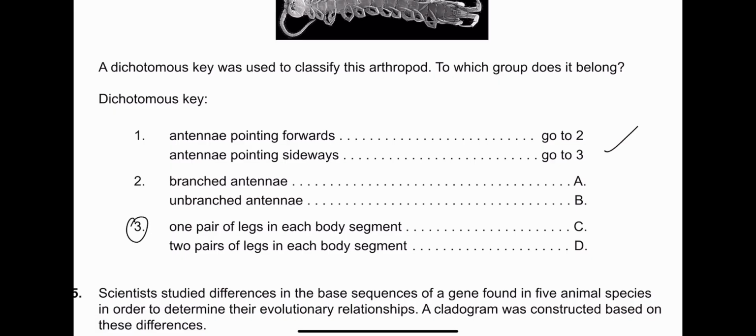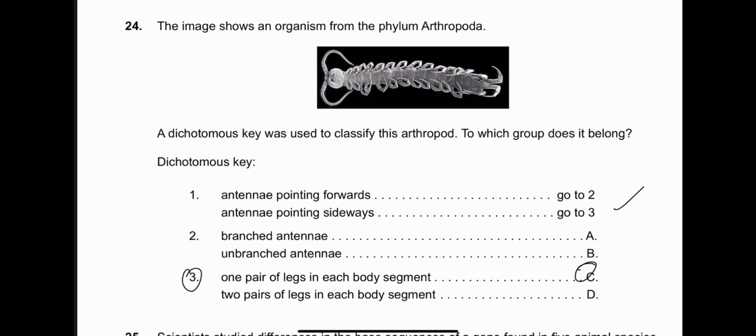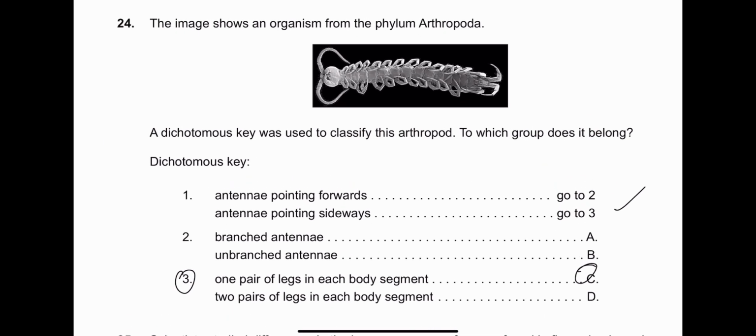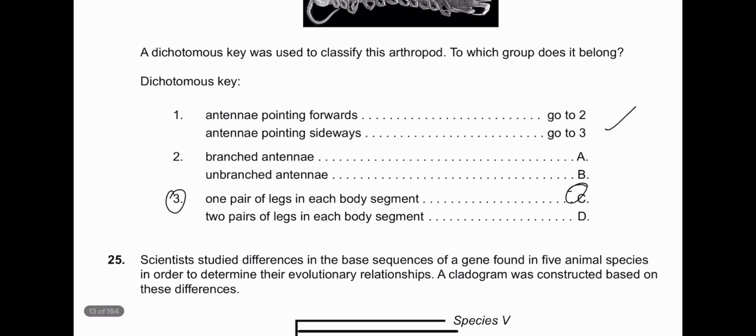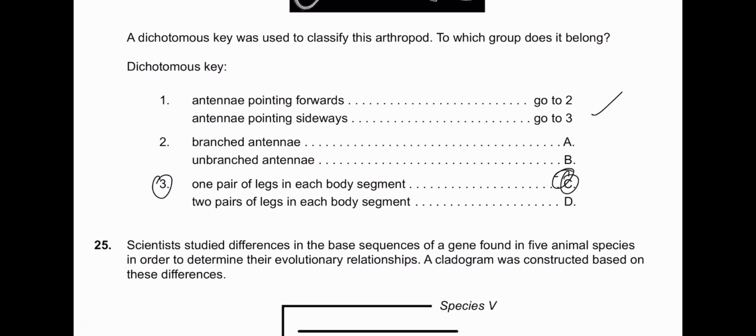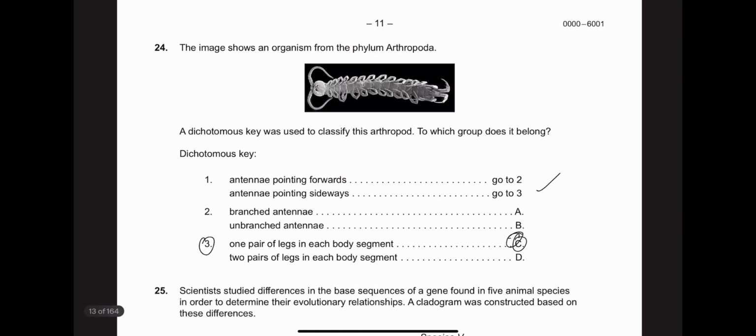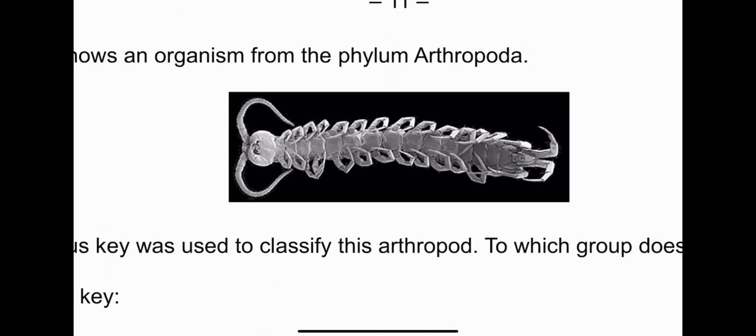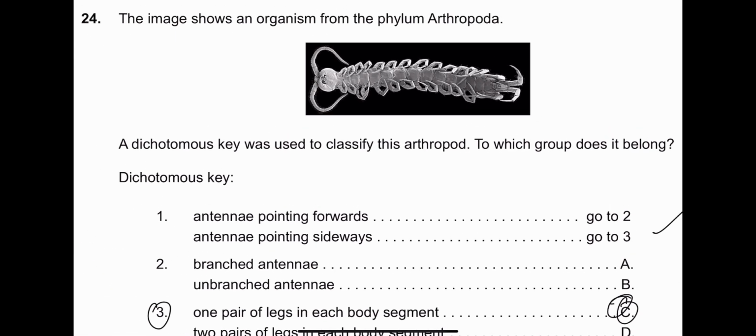3, let's see. 1 pair of legs in each body segment, 2 pairs of legs in each body segment. We know that it's going to have 1 pair of legs in each body segment, right? 1 pair is, yeah, a pair is a pair of legs. So we have 1 pair of legs in each body segment, which means it's going to be C. It's a pretty short dichotomous key, actually, but yeah, C. Honestly, I think you could just use the picture if you didn't know about Arthropoda, if you didn't study. They give you a picture.